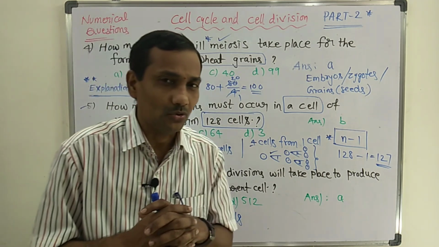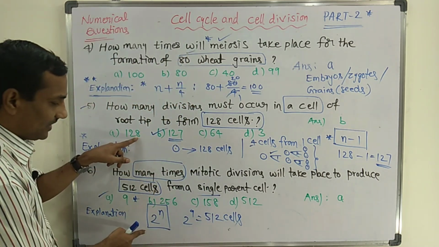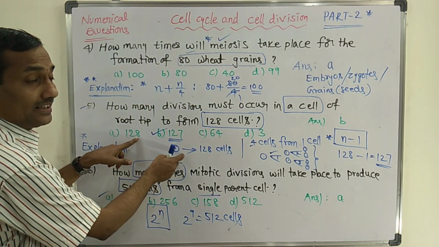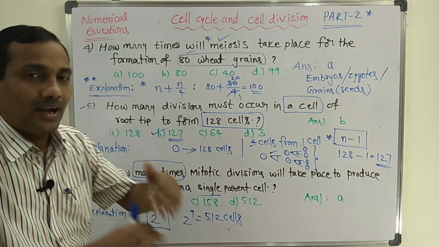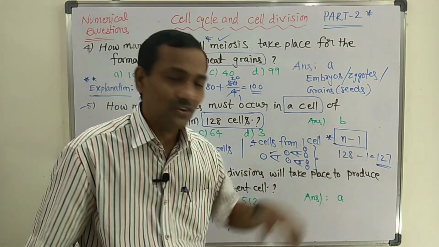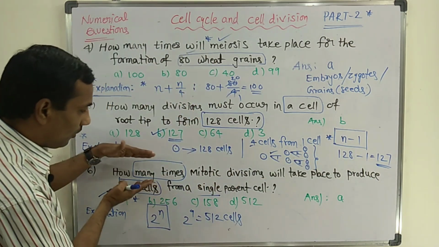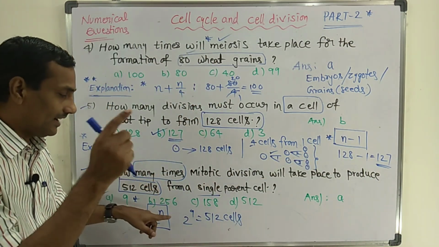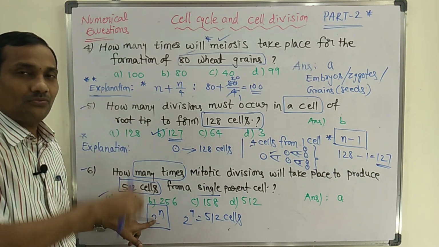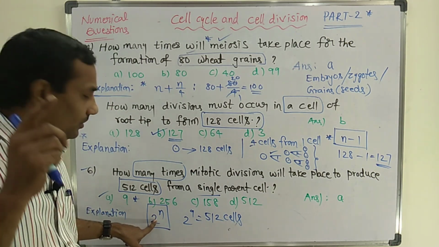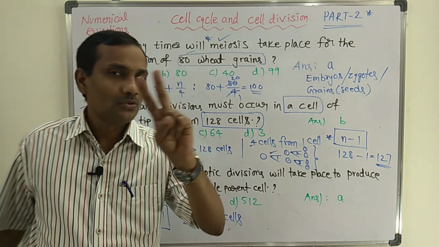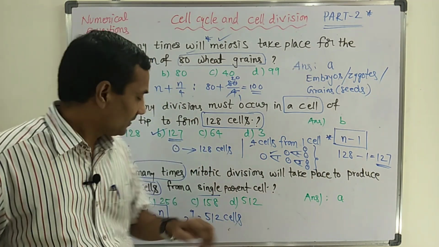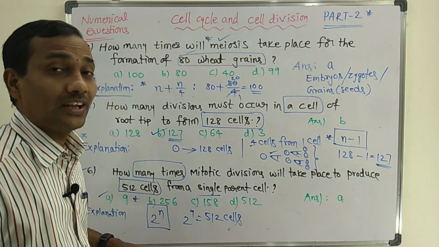Again you will get one doubt. In this question they are asking the number of mitotic divisions, that is 127, which is different. But for how many times, I will tell you why you have to follow 2 to the power of n. For every mitotic division, from one parent cell, 2 daughter cells are formed, no? That's why I have to take the 2 to the power of n formula.